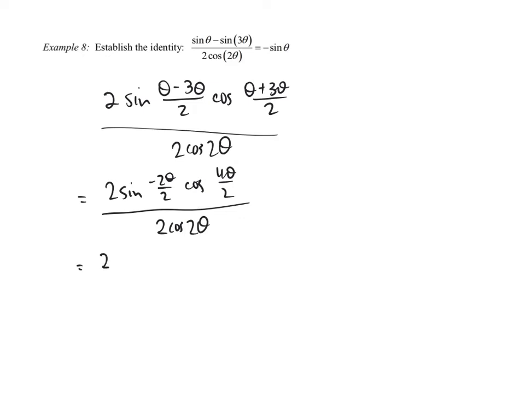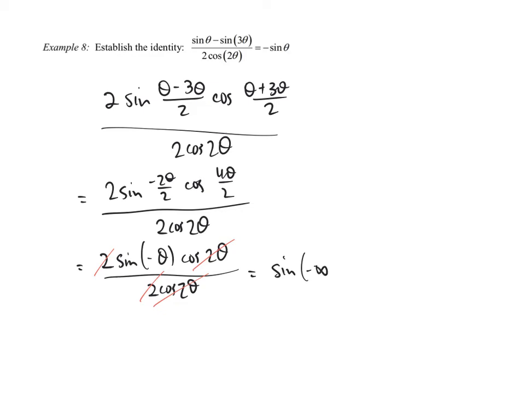Which is going to become 2 sine of negative theta multiplied by cosine of 2 theta divided by 2 cosine 2 theta. And what you should notice now is that the 2's are going to cancel, and the cosine 2 thetas are also going to cancel, and that's going to leave me with sine of negative theta.